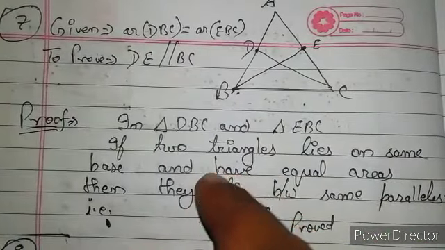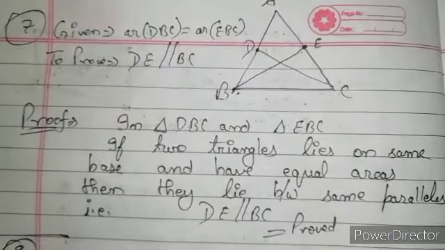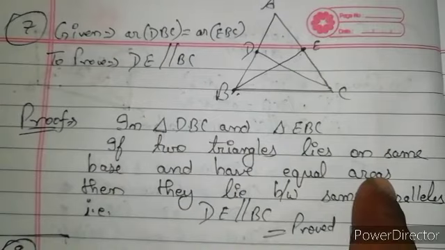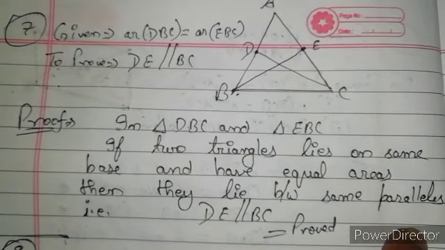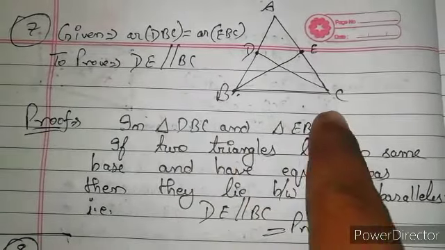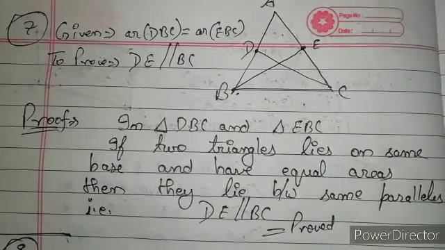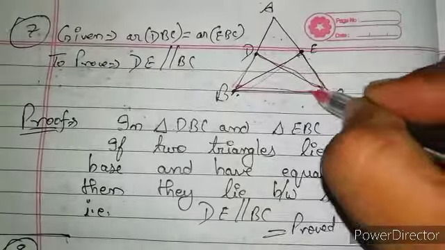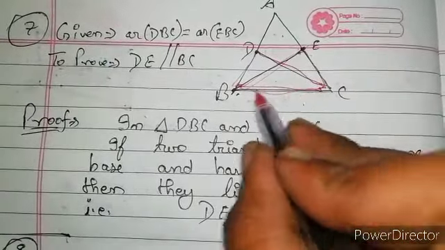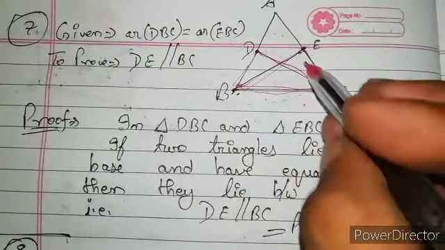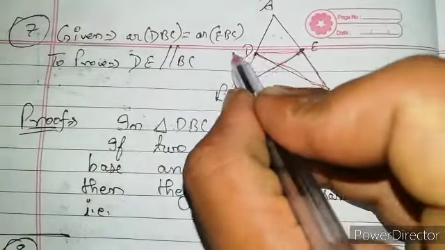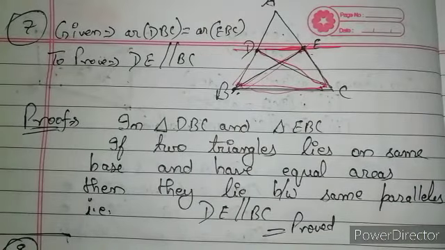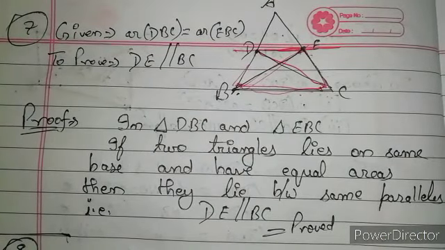We have taken two triangles that are already given to have equal areas. So if two triangles lie on the same base and have equal areas, then they lie between the same parallels, that is DE is parallel to BC, okay, because this is our first triangle and this is our second triangle. So they have the same base, that is BC, and equal area, so we can say that they lie between the same parallels, means this line is going to be parallel to BC. Okay, now let's move to the next question, question number 8.